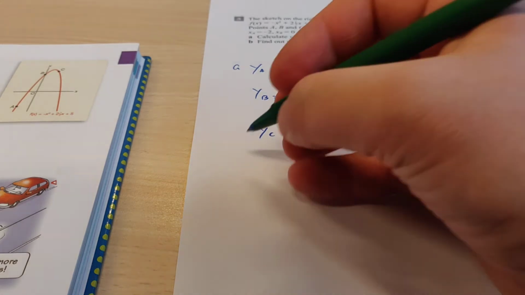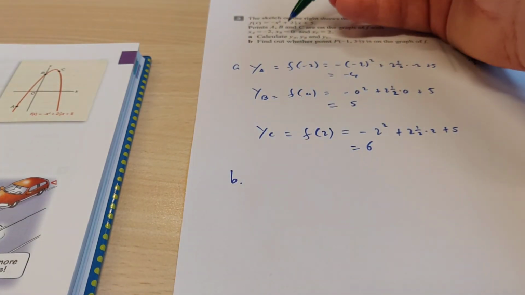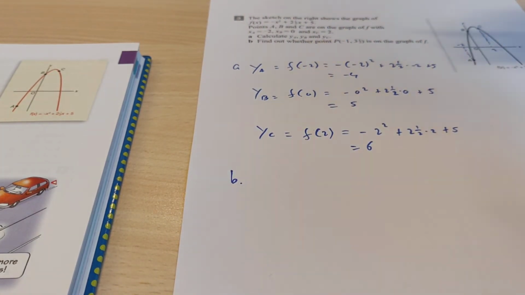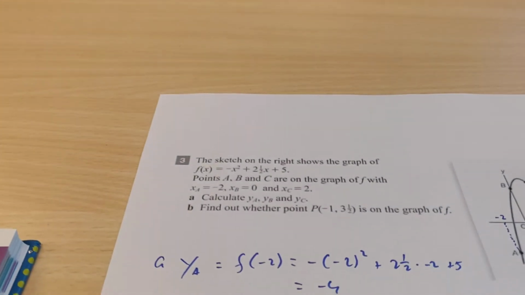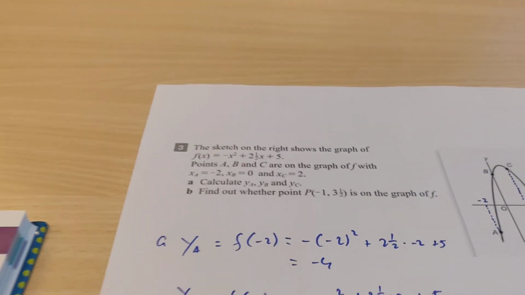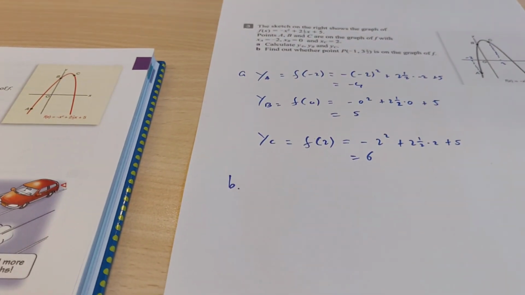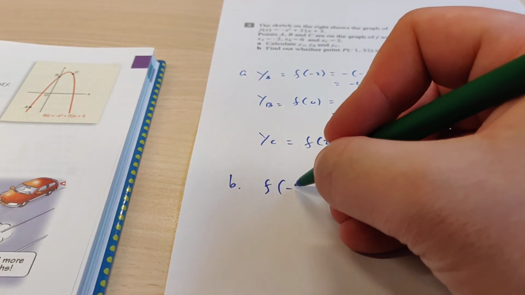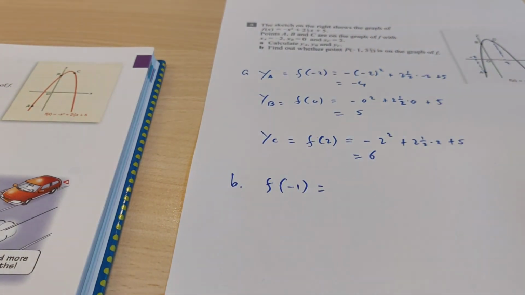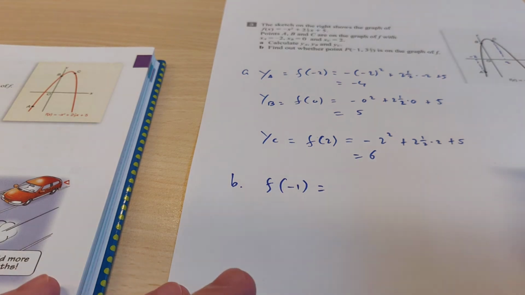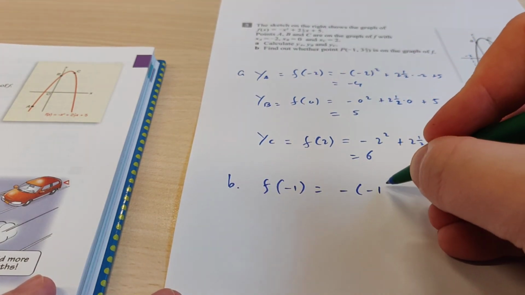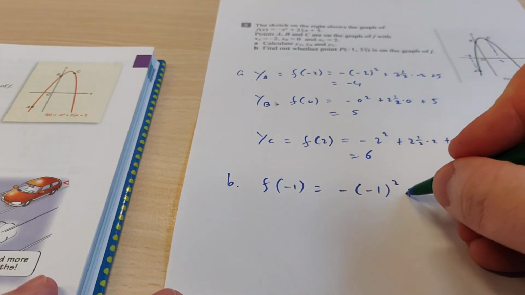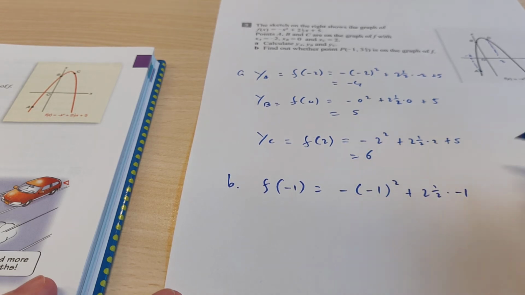Then we're going to go to question B. It says here, find out whether this point, that's (-1, 3.5), is on the graph of f, yes or no. So what we need to do is take the -1 and fill that in and then see if the outcome is going to be 3.5. So you have (-1) squared plus 2.5 times -1 and then plus 5.